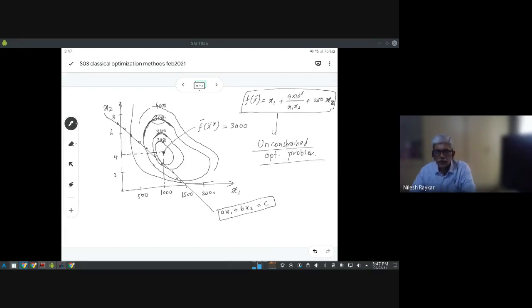And lastly, we are going to see the most generalized form. There we have inequality constraints. There we will say that the optimum point must lie to the right of this line. So that is the more complex form. We will see both this equality and inequality constraints in the next class.